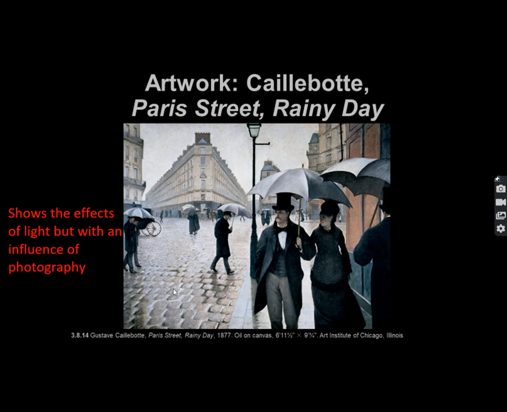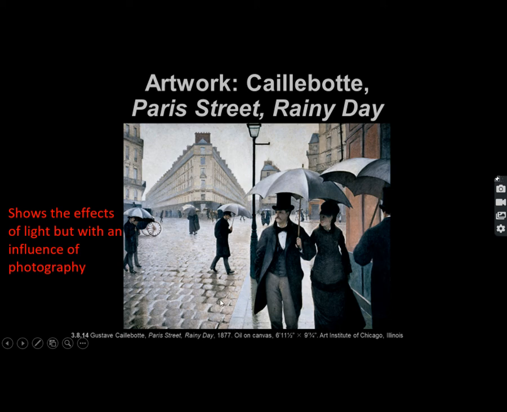This is a little bit different. He worked a little bit later than the Impressionists, but you can see he's very influenced by both Impressionism and photography. So we have this high contrast reflection here. We have two figures here. Right, so the composition is almost broken in half.